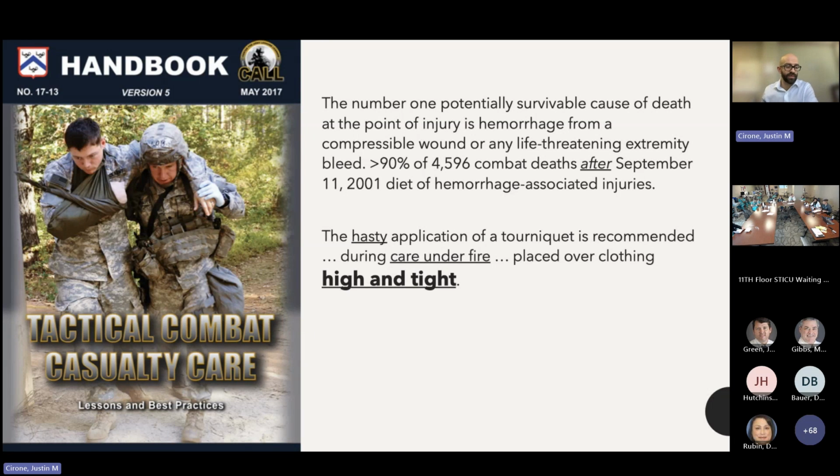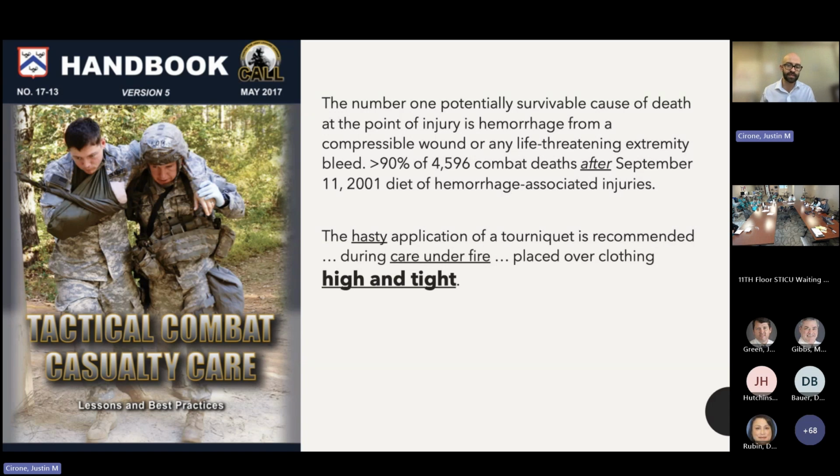Here is one of the things that I think we can do better pre-hospital. This comes straight from the military handbook. The hasty application of a tourniquet is recommended during care under fire, and it should be placed over clothing, high and tight. We are talking about a scenario in which you are in an open field and you are literally being fired upon, or you are in a situation where you do not have cover and you know you got hit or somebody you're with got hit.